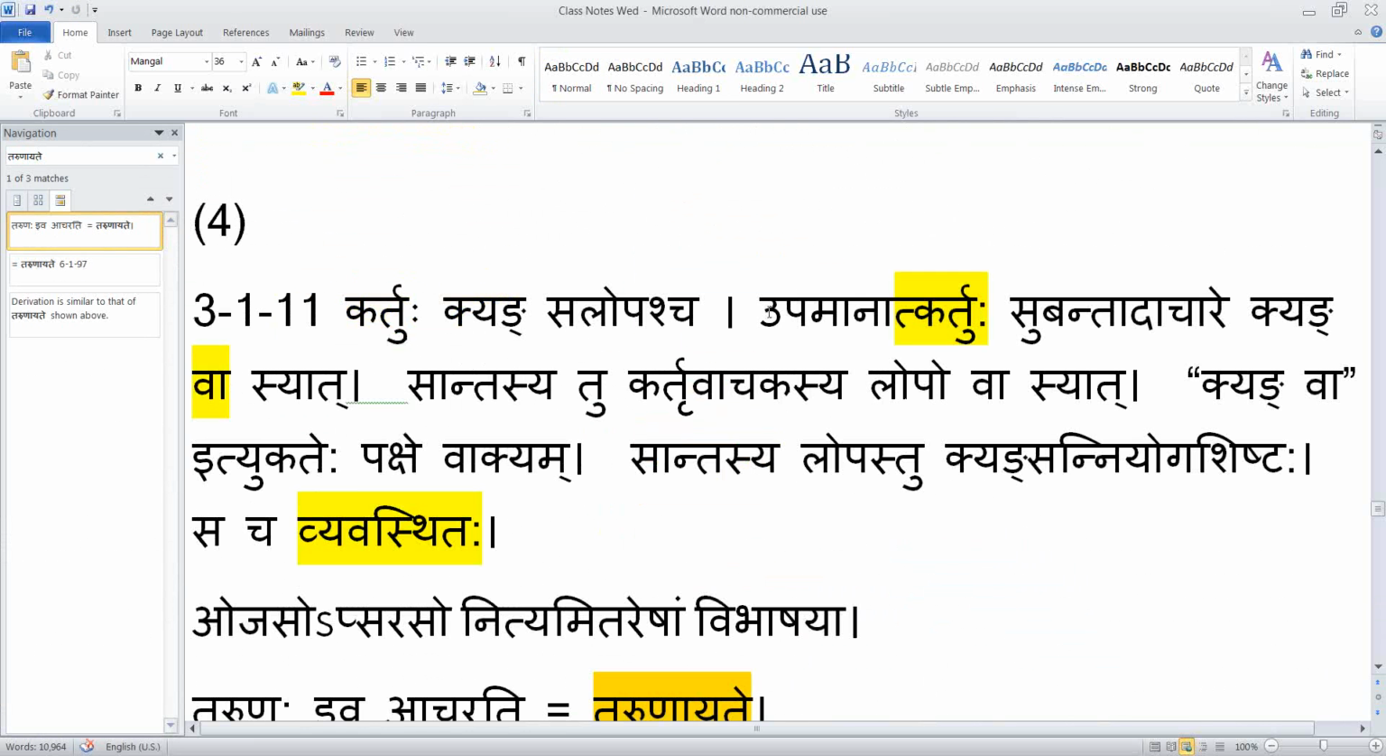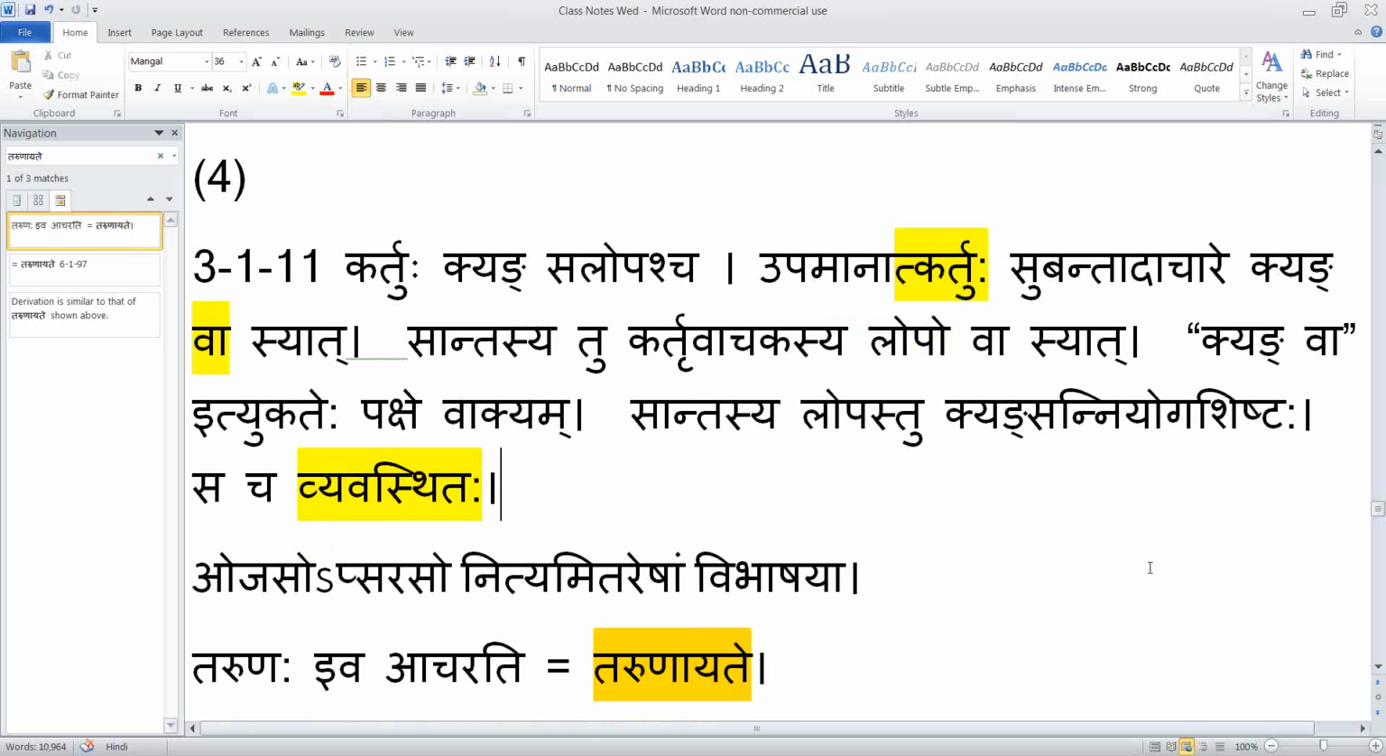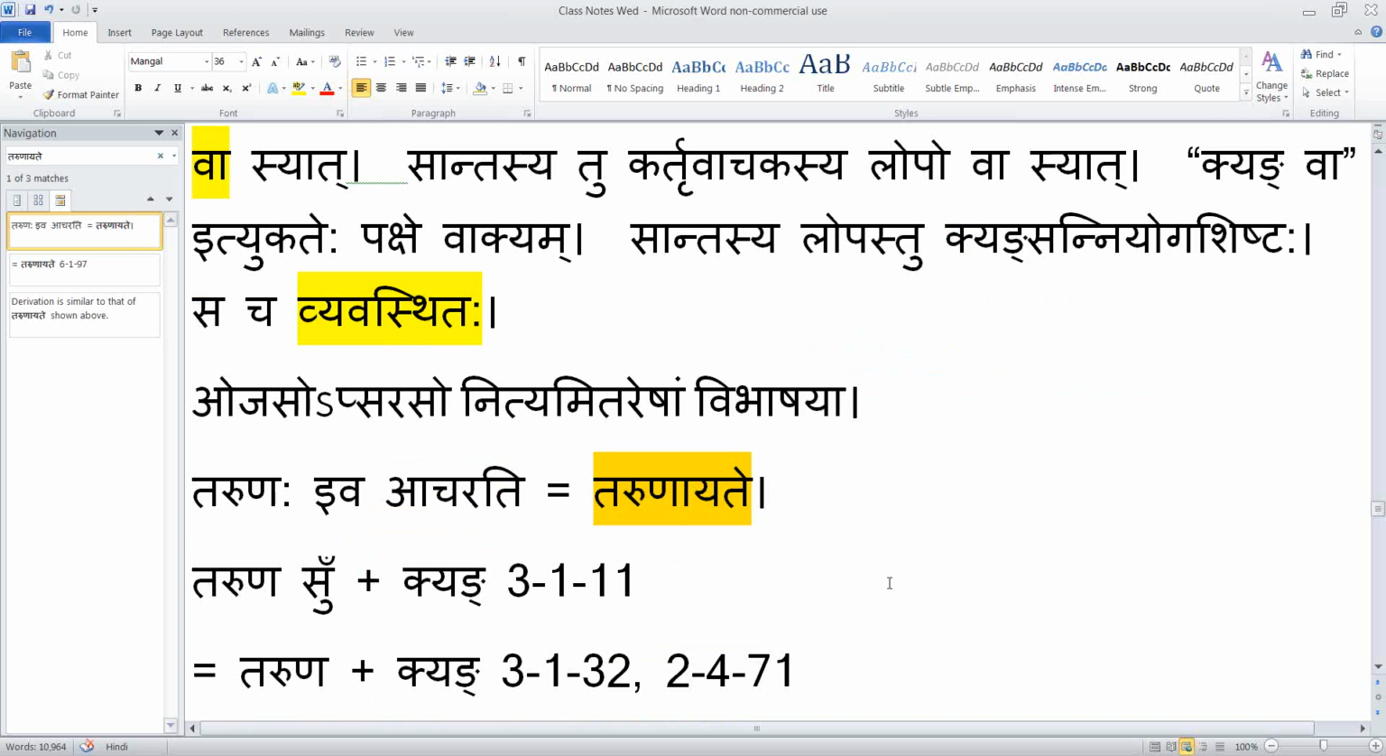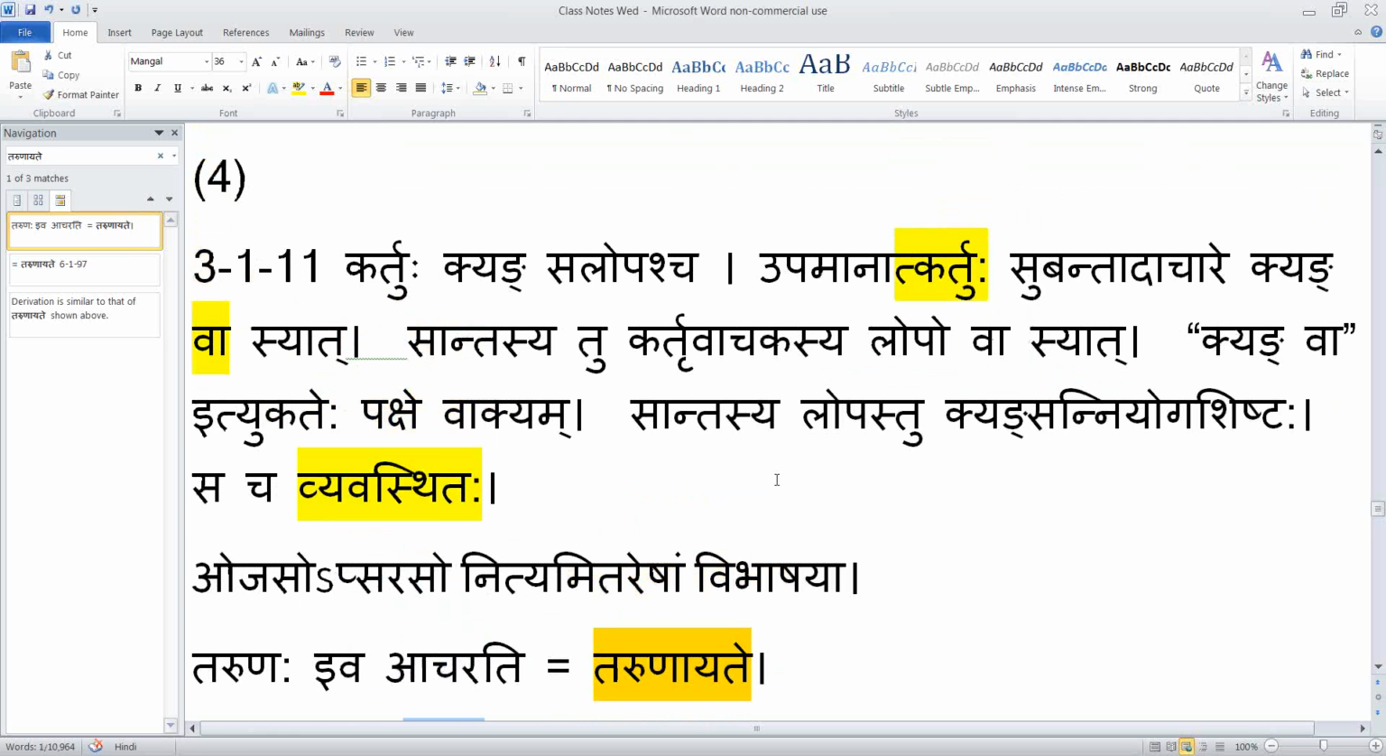Subantad, so one who's acting like something. Achare, behaving like something. So the upamanat, the thing that he's acting like, the person acting like. Kartuh subantat, so it should be the doer of that who is acting. Achare, who's acting like that. Kyang vasyat. So it says, taruna iva acharati, taruna ayate. So the pratyaya su, he's the doer of the action. Pratyaya kyang is coming here by the sutram kartuh kyang salopascha.